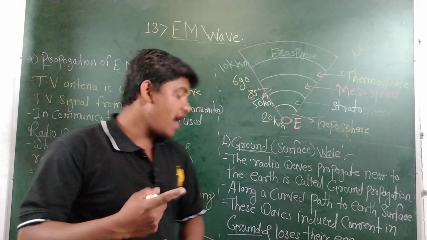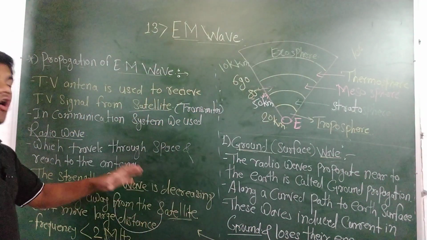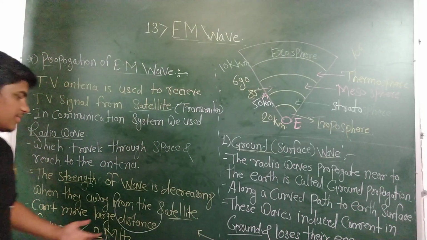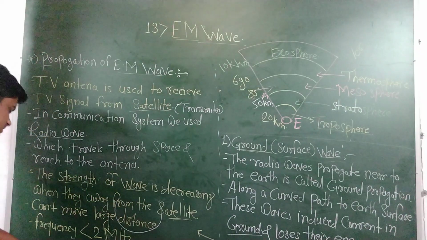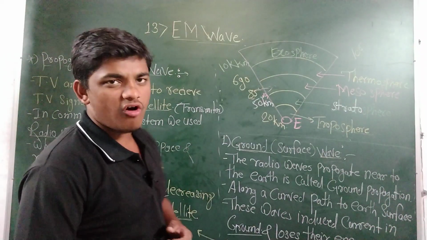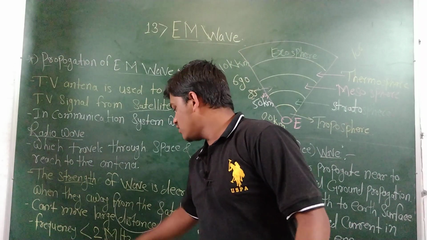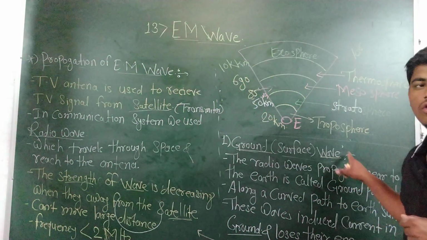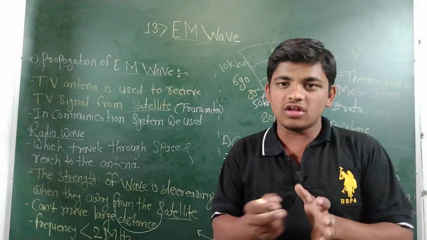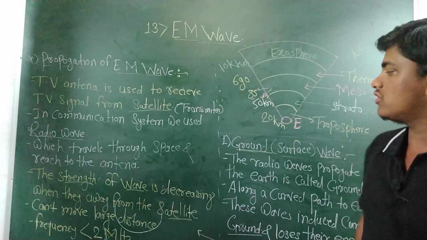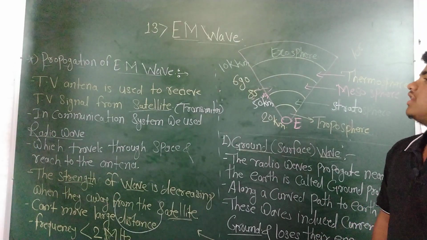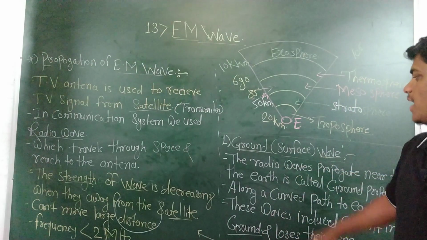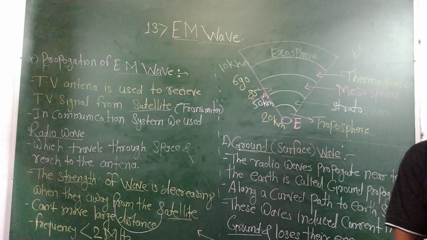This is the first reason. The second reason is that the strength of the wave decreases when it moves a larger distance from the transmitter or the satellites, and the frequency range of that particular wave is less than 2 megahertz. These are some limitations of ground wave or surface wave propagation. It is used only for local broadcasting. Now we stop here. In the next lecture we will discuss the second type of propagation.